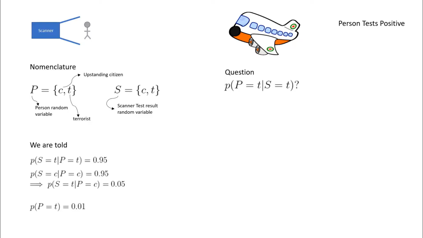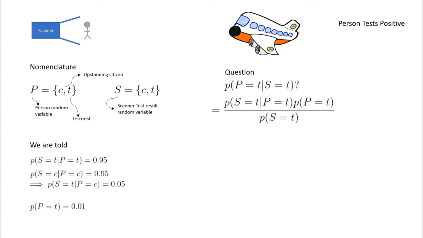So that's the reverse to what we have seen so far, where the given is usually with respect to the person. Now it is with respect to the scanner test result. We can use Bayes' rule. If you remember, probability of A given B can be written using Bayes' rule as probability of B given A times the probability of A divided by the probability of B. So applying that here, we get this equation, which looks like a mouthful.